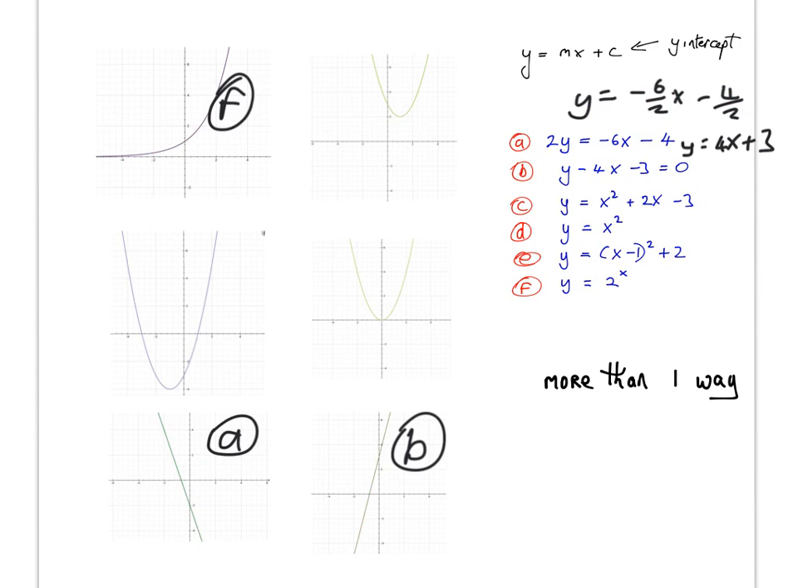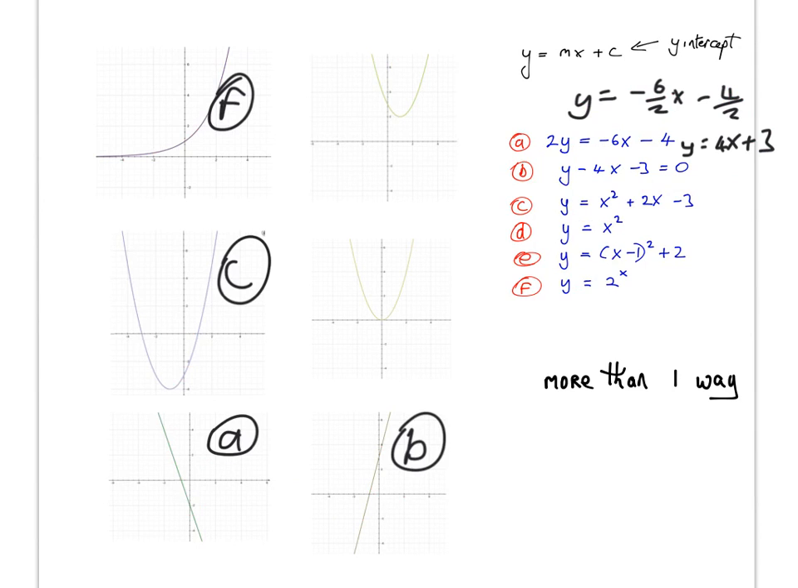So let's move on to the quadratics. Again, I go straight for the y-intercept first. Check that out. In this one, it's minus 3. That means the curve must be going through the y-axis at minus 3. We have 3 quadratic curves here, but only one of them is going through minus 3, this one. So straight away, I can match this up with equation C.